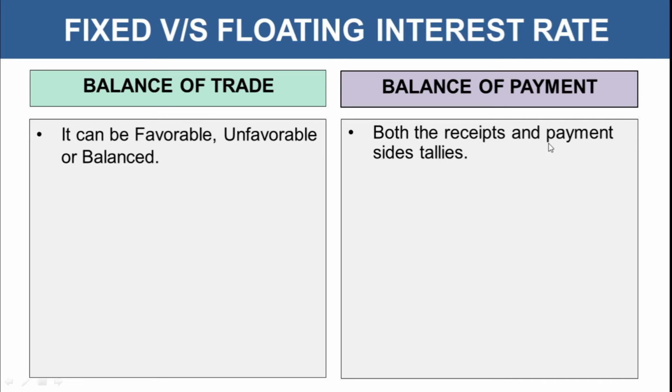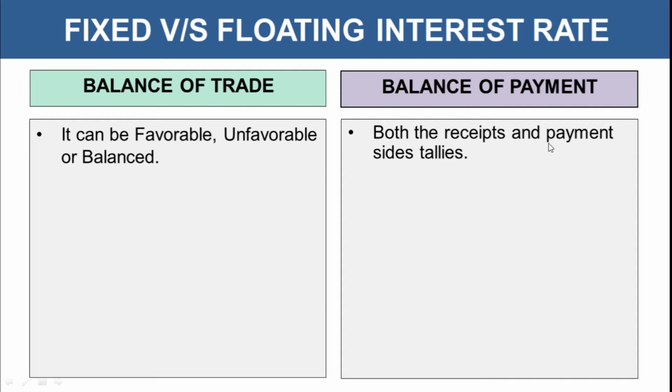Now, why does this happen? So the receipts and payments account prepared under balance of payment is on the basis of double entry system. So suppose there is any deficit in balance of payment, that would be financed by drawing foreign reserve or selling gold. Now, if there is any surplus in balance of payment, the excess money will be transferred to foreign reserve or used for purchasing gold. So this is how a balance is made, and both the sides are made to tally. So it will always be equal.